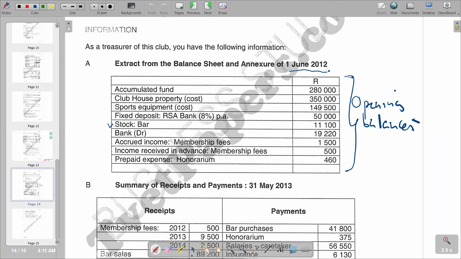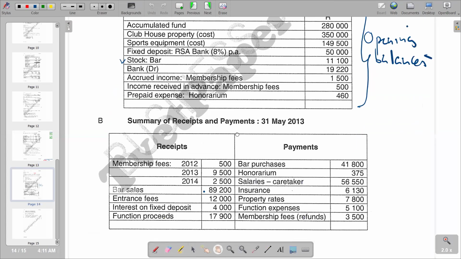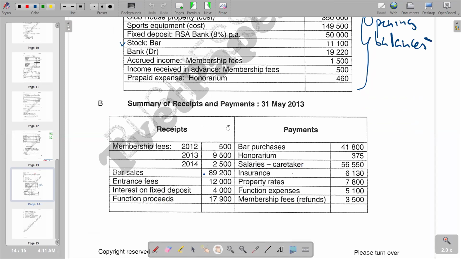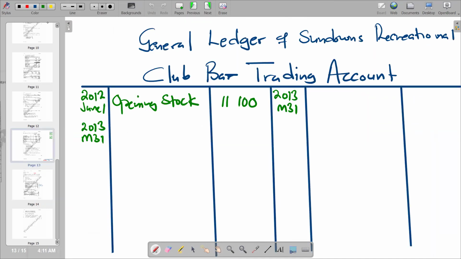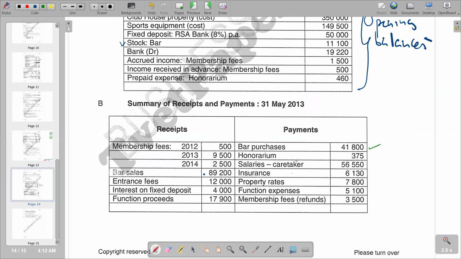If you go to information B, you are going to see the summary of payments. You're going to see that we've got an item for bar sales. So bar sales, we said they should be on the credit side of the bar trading account. So you take 89,200 on the credit side. So here we say sales, and the amount that we got was 89,200. Then the bar trade purchases of 41,000 go here on the debit side of the bar trading account.